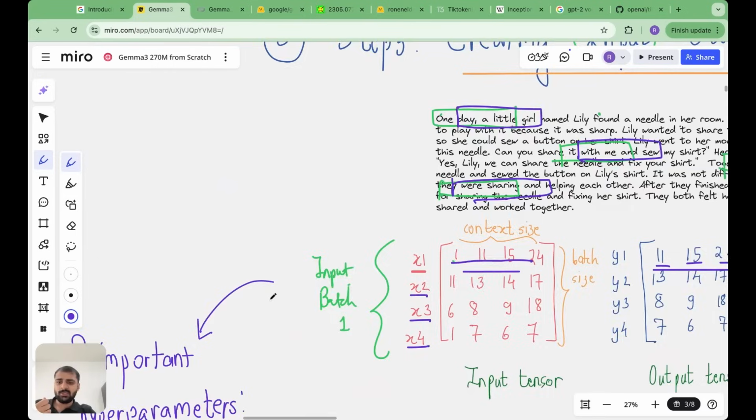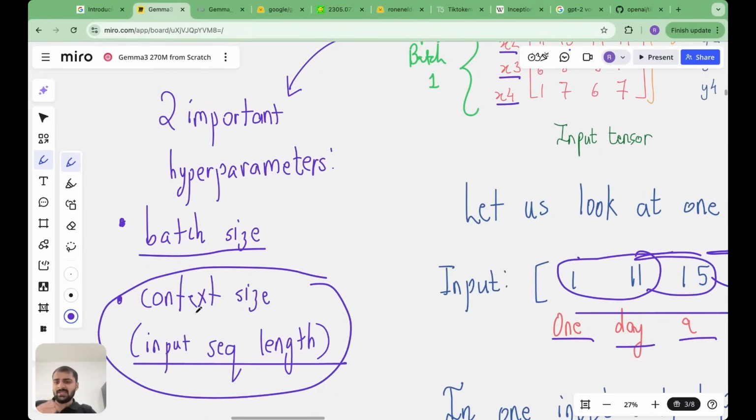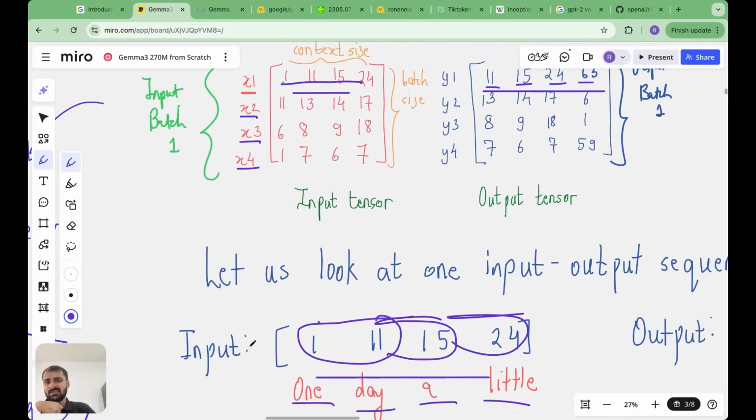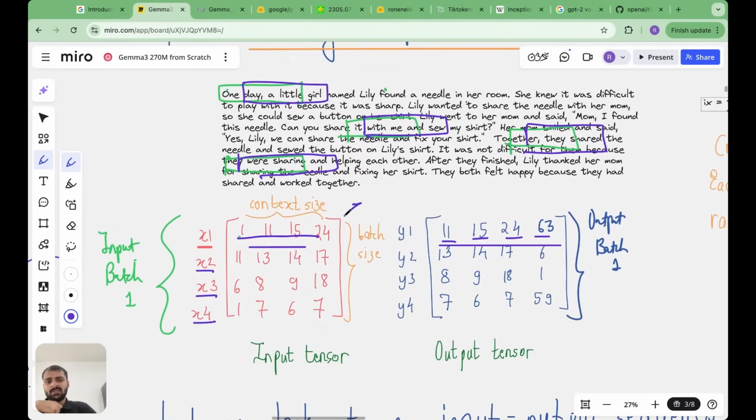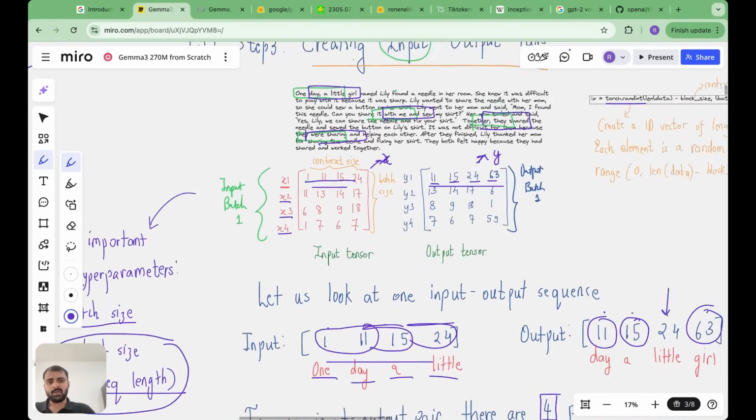So for that, it needs two things. It needs a batch size and it needs a context size or the input sequence length. So that way you get the input batch. Let me call this X. This is X, which is the input batch, and then we get the output batch, which is shifted to the right hand side by one. That's the next token prediction task.